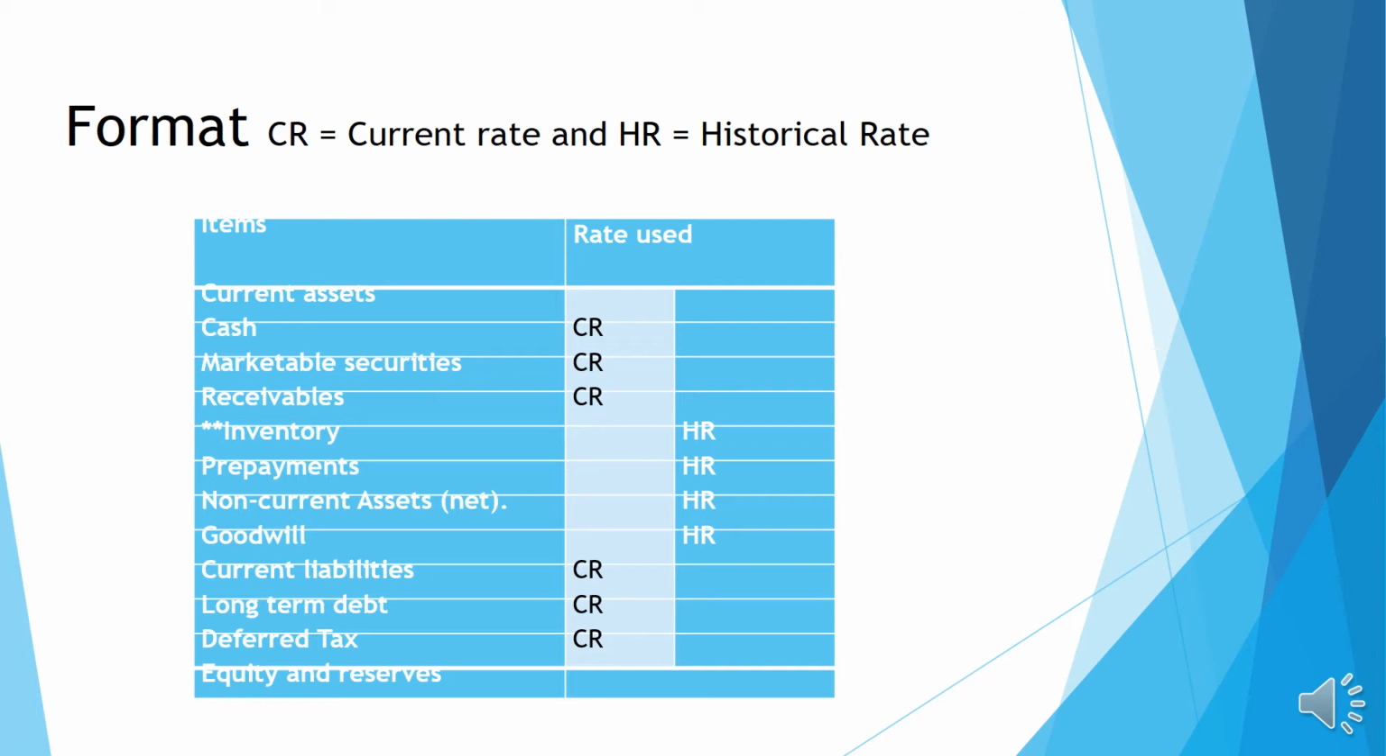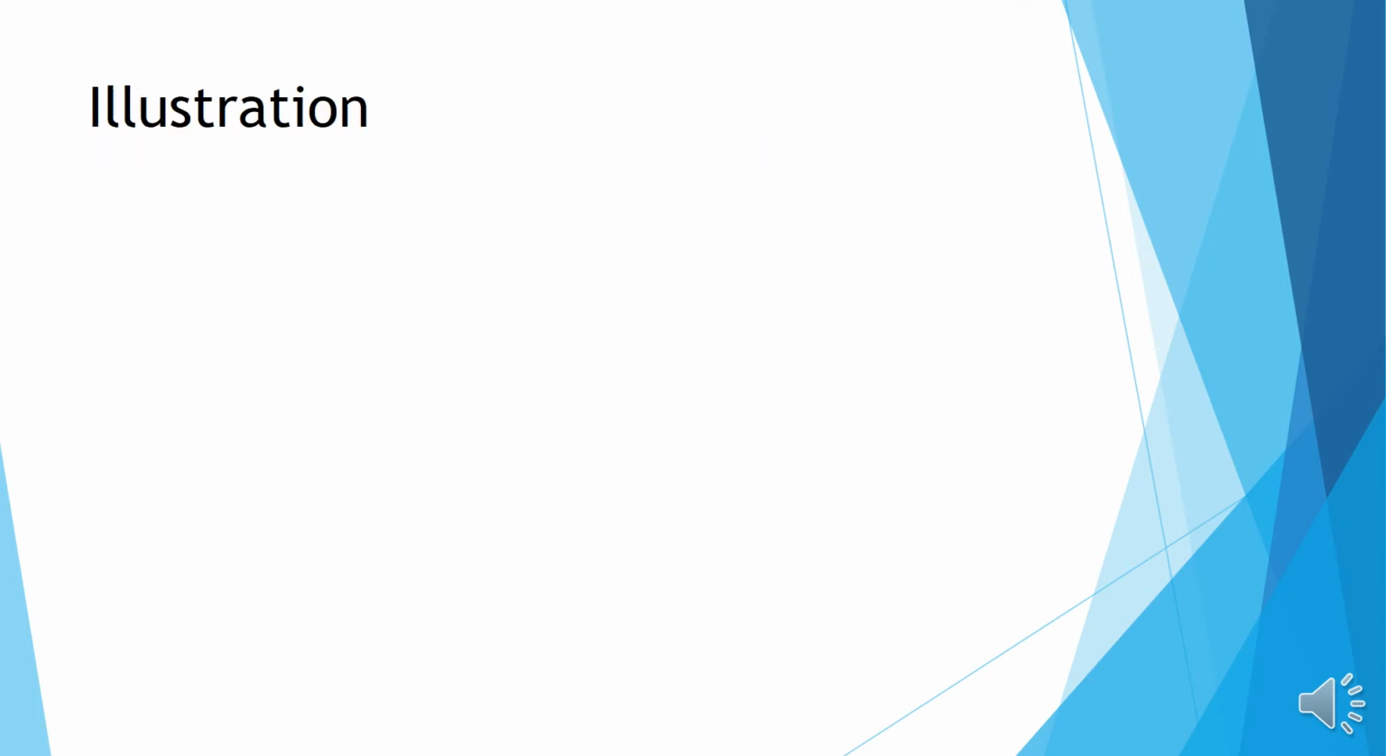Non-current assets, say goodwill, land and buildings, machinery, we use historical cost. And for all liabilities, whether long term or short term, we use the current rate.